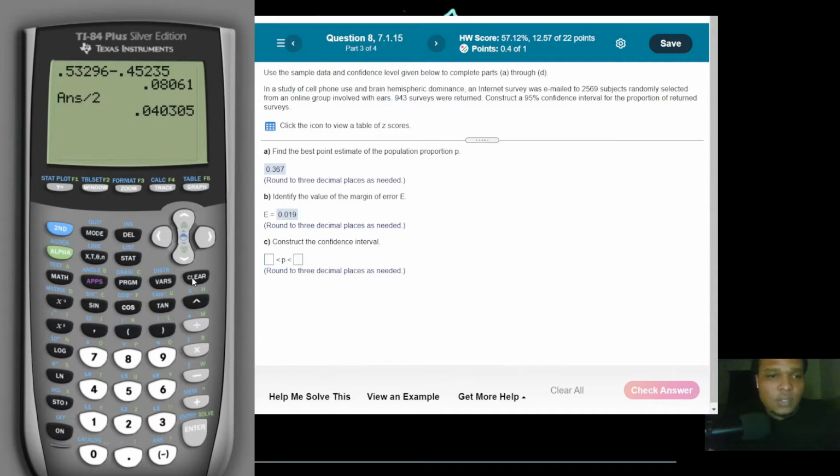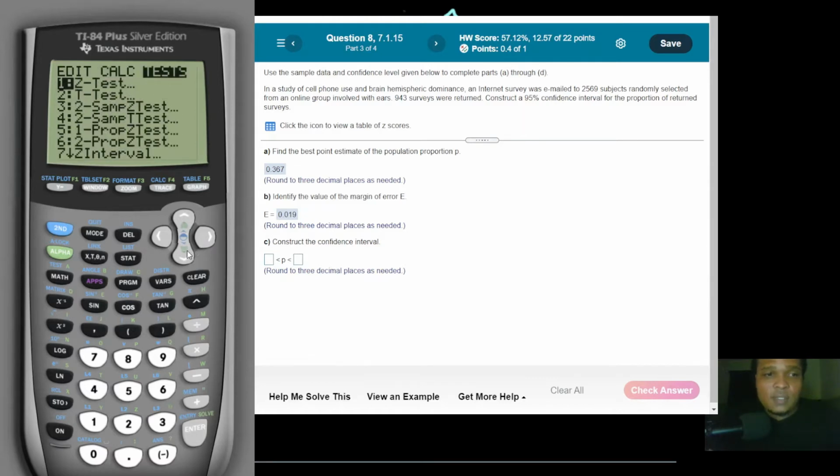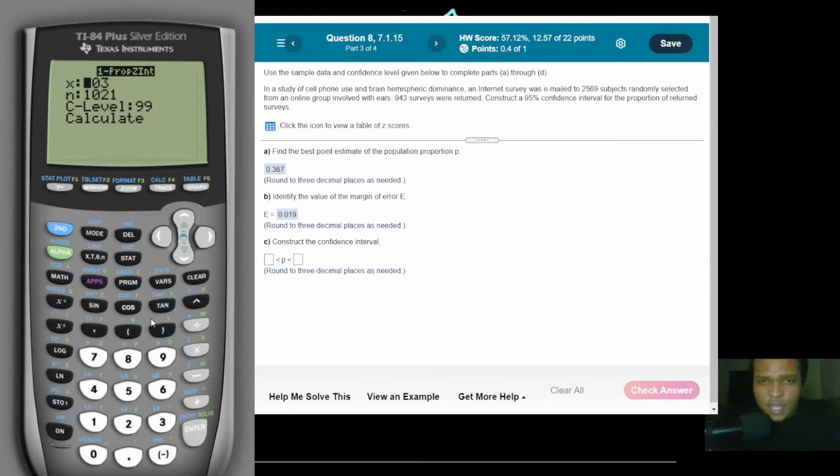So let's hit stat. We're going to go to tests, and go all the way down until we hit 1-PropZInt. Let's go ahead and put our x. The x is going to be 943, and our n is going to be 2569. Our confidence level is going to be 0.95.